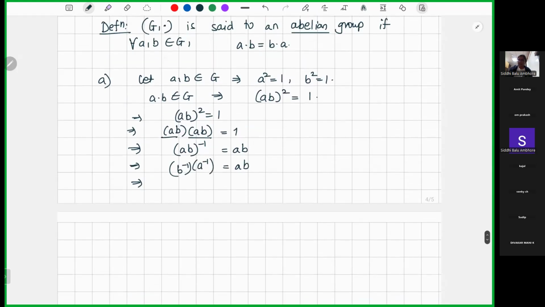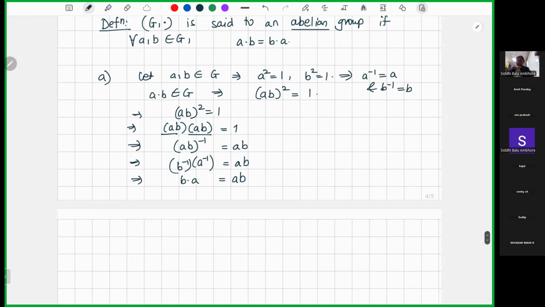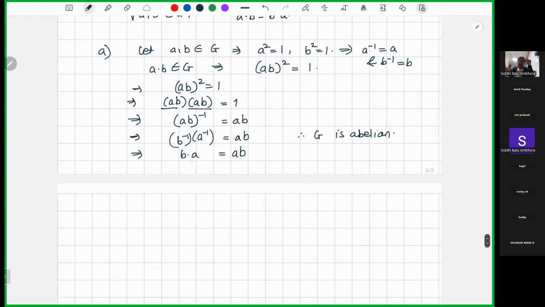But since A square and B square are 1, these imply that A inverse is A and B inverse is B. So I got this, my BA is equal to AB. So therefore my G is abelian, because I started with any A and B in G and I got that AB, sorry, AB is equal to BA. Is this okay?